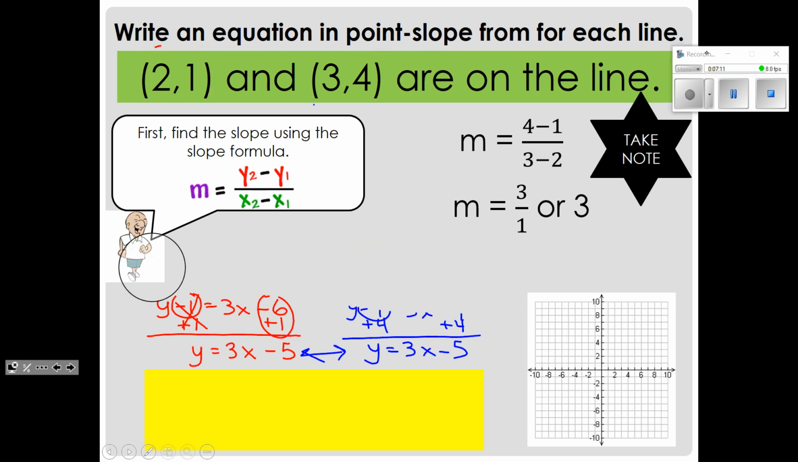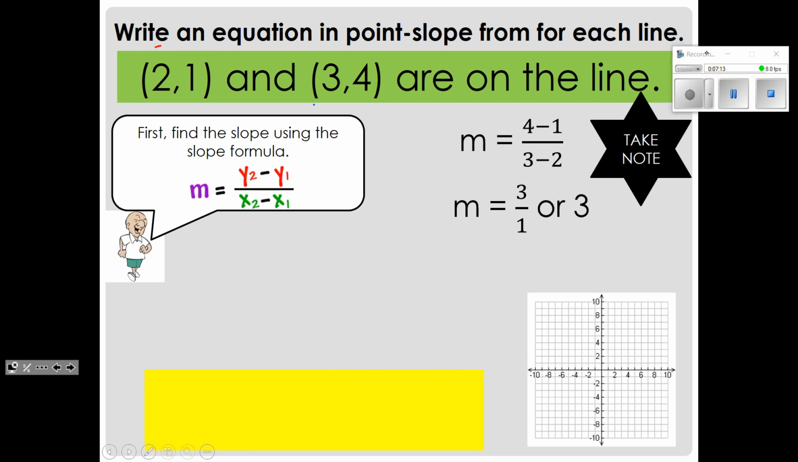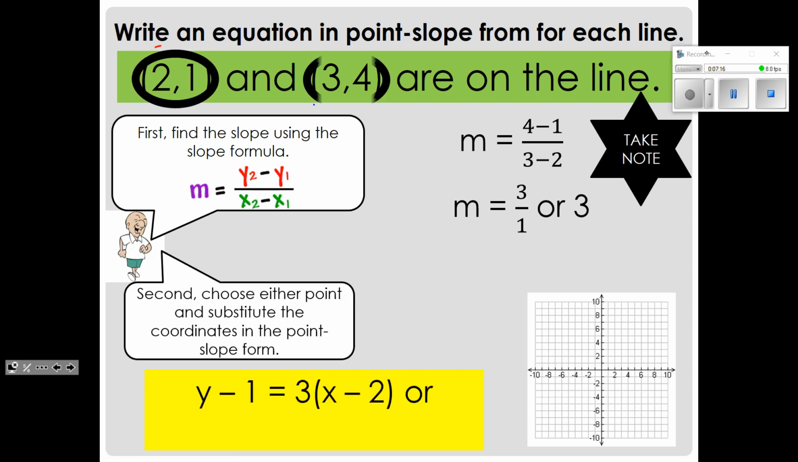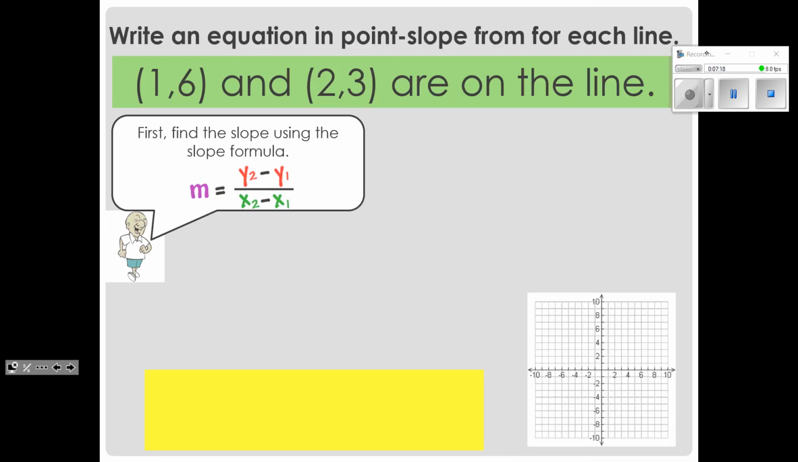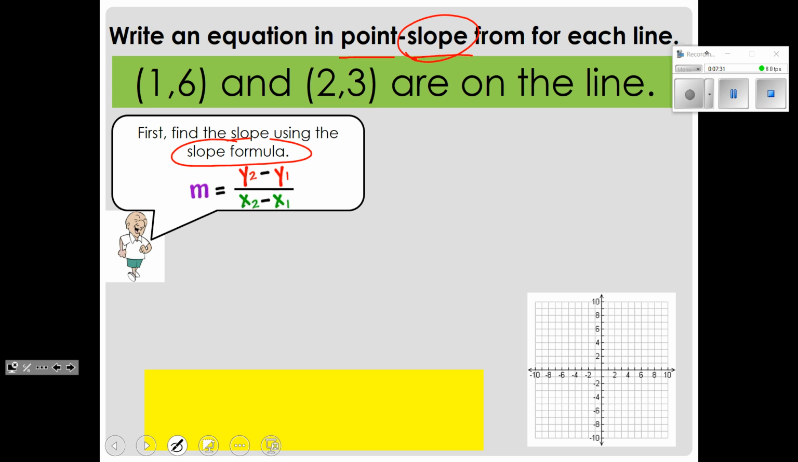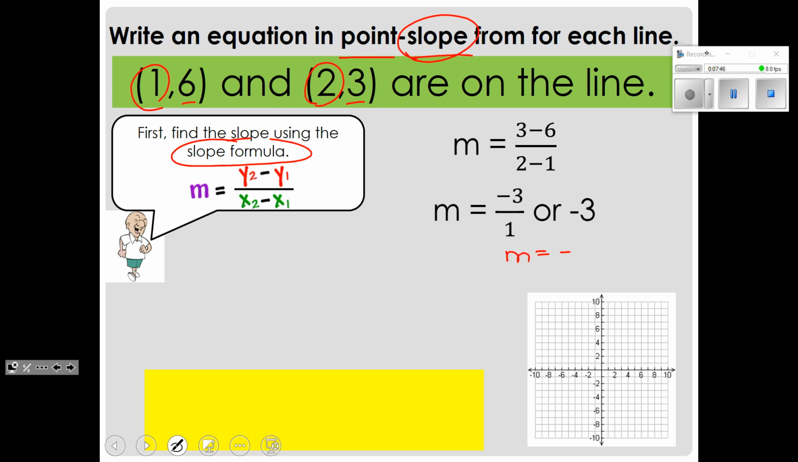Okay, let's practice again. Again, we are given 2 points, and we want to write it in point slope form. So we need to have the slope. To find the slope, we need to use the slope formula. So we're going to subtract the y's on the top and the x's on the bottom. And we would have 3 minus 6 over 2 minus 1, which gives us negative 3 over 1, or negative 3. So we now know the slope is negative 3.